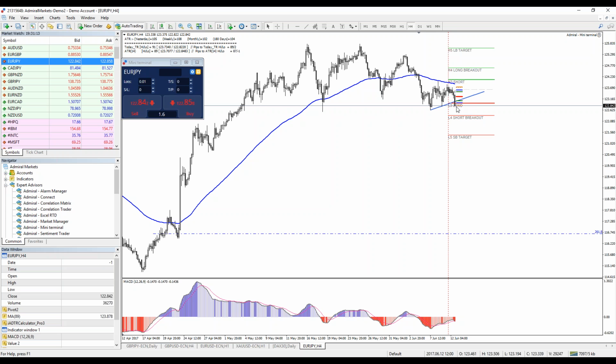Euro yen is also being sold into. It went above L3, then it's breaking through L3 according to Camarilla rules. This is also a sell, especially because it's breaking this trend line. Yen is having strength because the market is de-risking now.